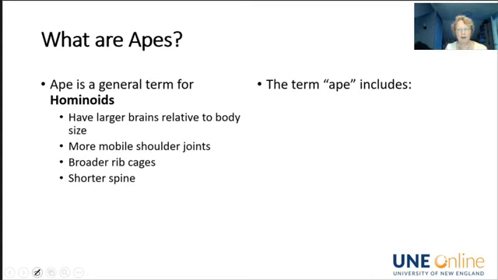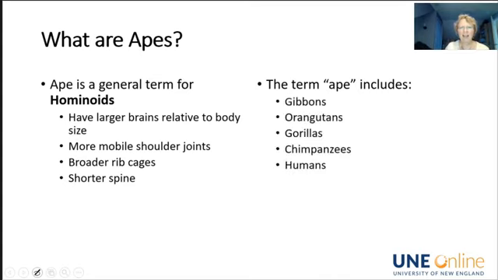So what are apes? Especially, I was raised on movies like Planet of the Apes. But ape is a general term for hominoids, a subgroup of the anthropoids. Hominoids have larger brains relative to body size when you compare them even to the other primates, more mobile shoulder joints, a broader rib cage, and a shorter spine. So that term ape includes groups such as the gibbons, orangutans, gorillas, chimpanzees, and humans. So when we use the term ape, we are referring to all of these: gibbons, orangutans, gorillas, chimpanzees, humans.